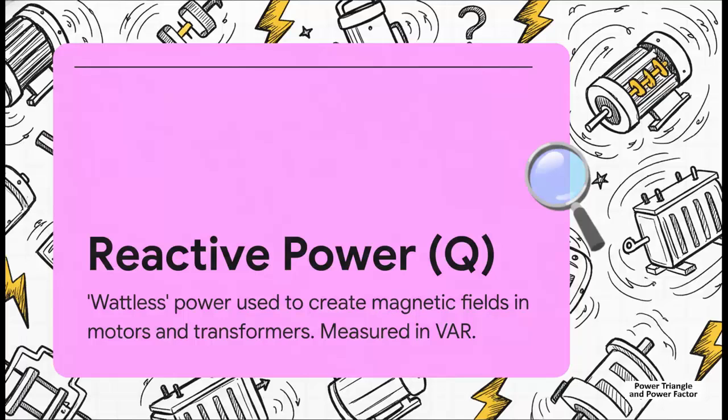People often call it wattless power, which is a cool term. This power is absolutely essential for any device with coils and magnets. Think about things like motors or transformers. They need it to build up and sustain the magnetic fields that make them run. But here's the catch. This energy doesn't perform any final work itself.